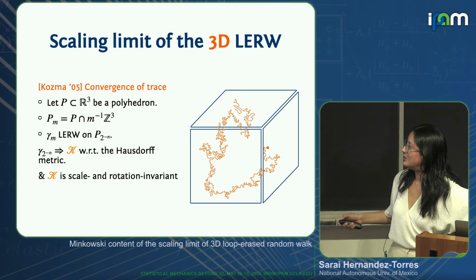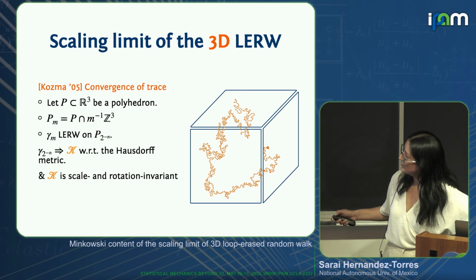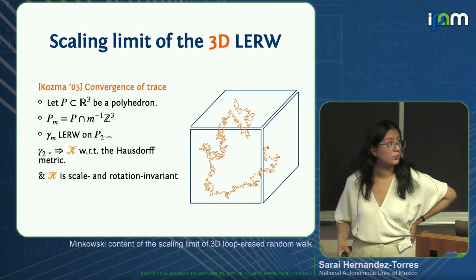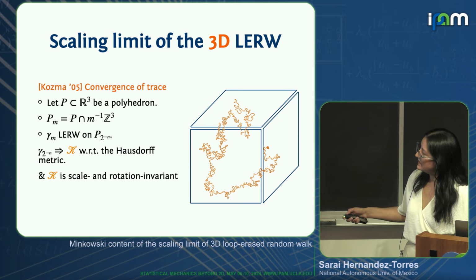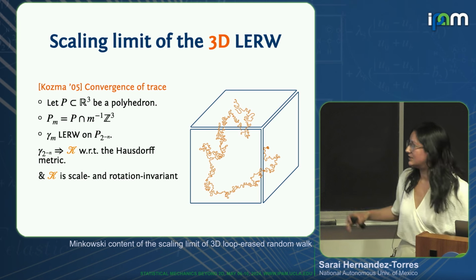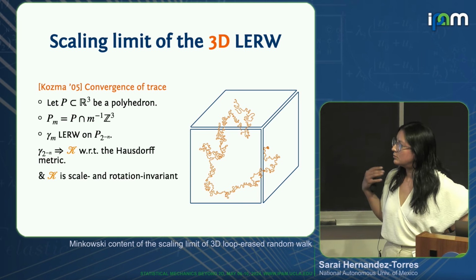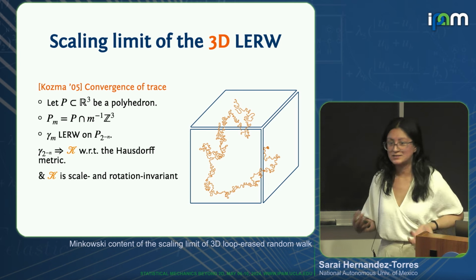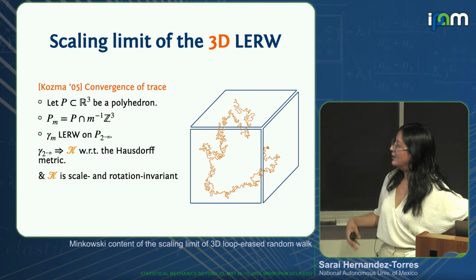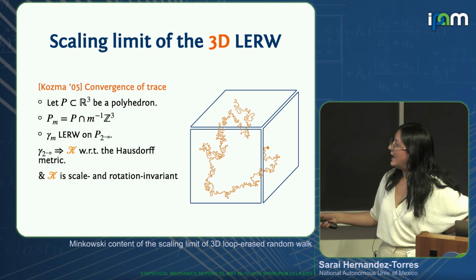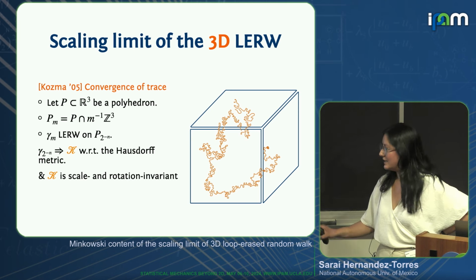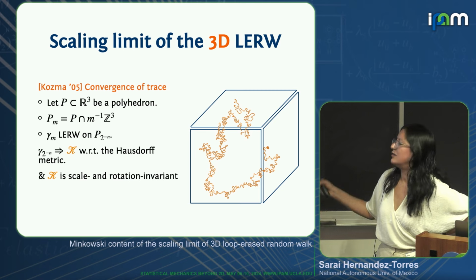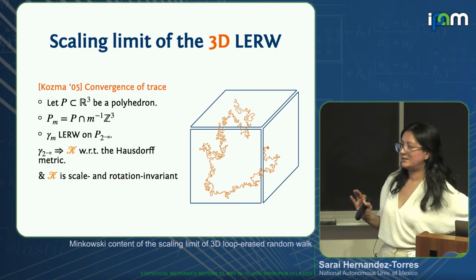And then we fix this polygon and look at the renormalized lattice. So Z^3 is renormalized by 1 over m. So gamma m would be the loop-erased random walk inside this polygon with rescaled lattice. So the theorem is that with respect to the Hausdorff metric, which essentially compares shapes inside a compact subset, if we look at the shape of the loop-erased random walk, it converges to some limit. Here I'm breaking down the convergence along dyadic scales, but actually the convergence is along the reals. So it's a full convergence, but with respect to the Hausdorff metric.